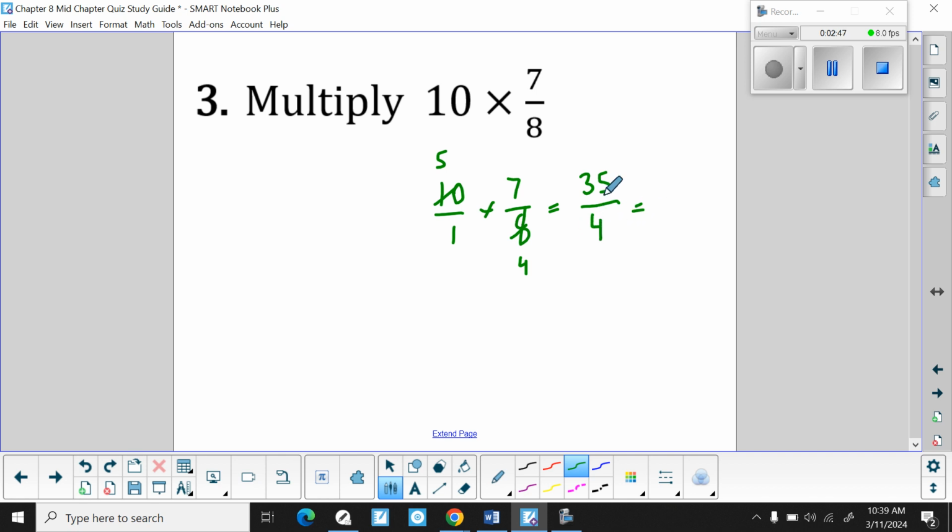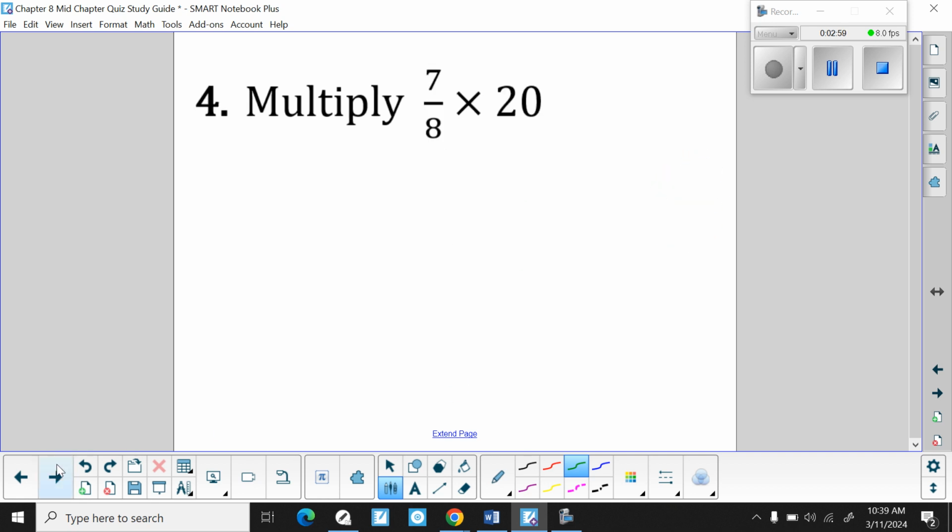How many times does 4 go into 35? Well, 4 times 8 is 32. That leaves us with a remainder of 3. So 8 and 3/4 is the answer. Going on to number 4. 7/8 times 20, or 20 over 1.